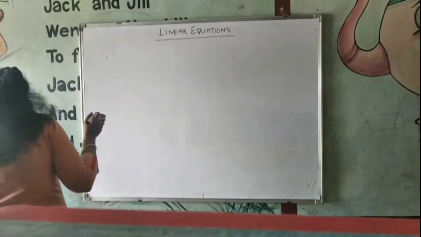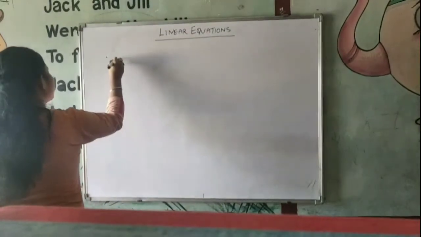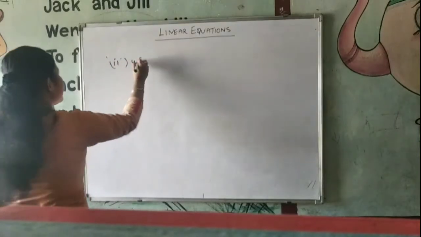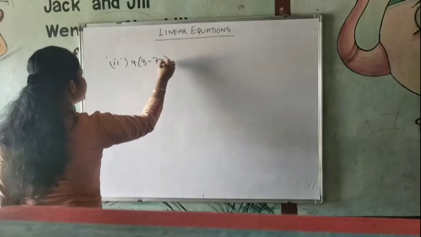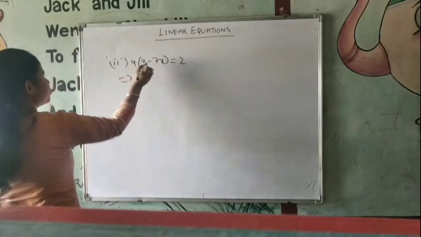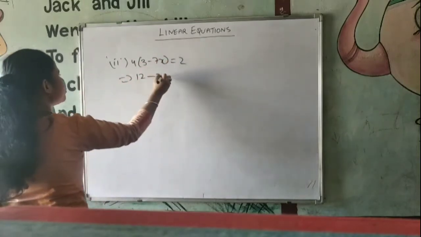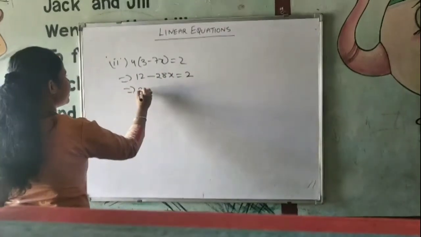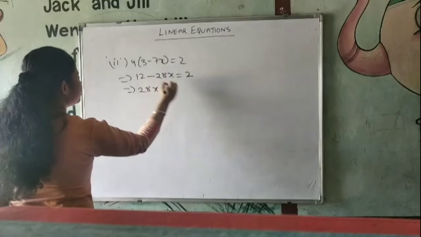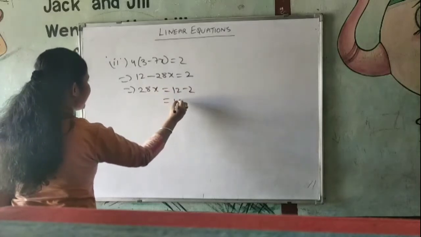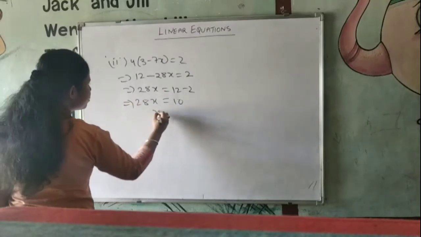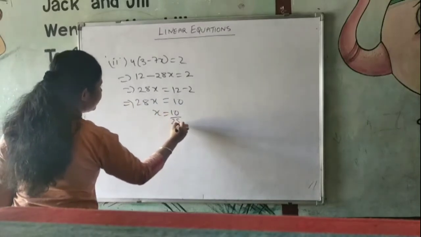Suppose in a question 4 into x minus 3 minus 7x is equal to 2. So what will be the answer? 4 3s are 12, 7 4s are 28x is equal to 2. So then this 28x will go there and 12 minus 2 is equal to 10. So x will become how much? x will come here, so it will become 10 by 28.